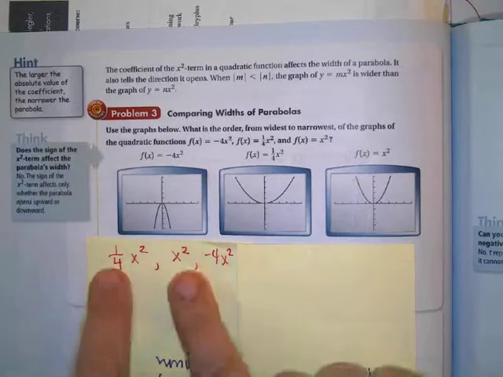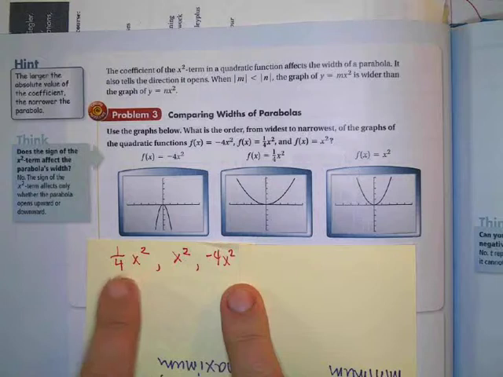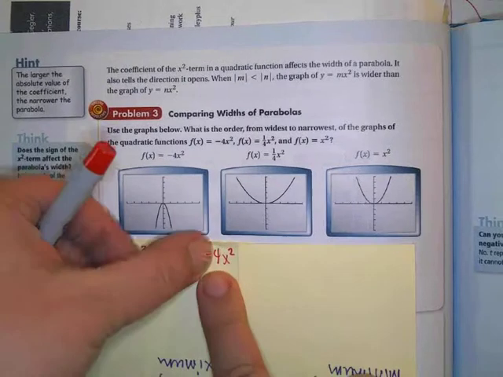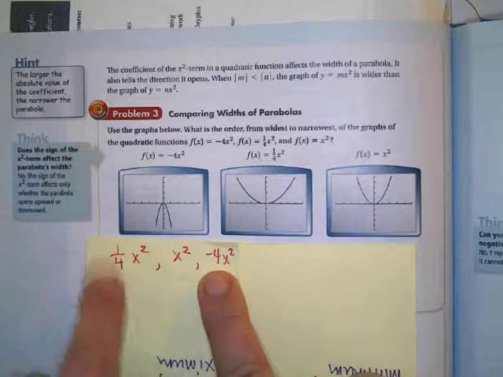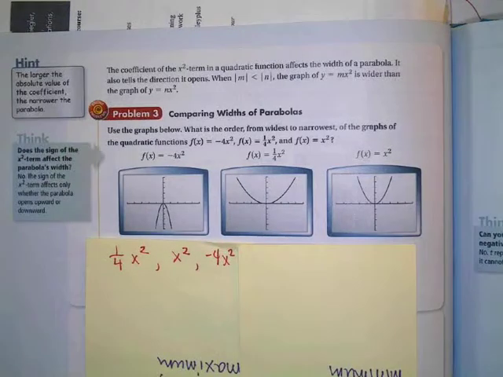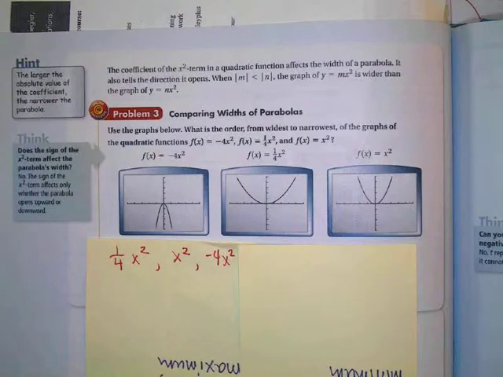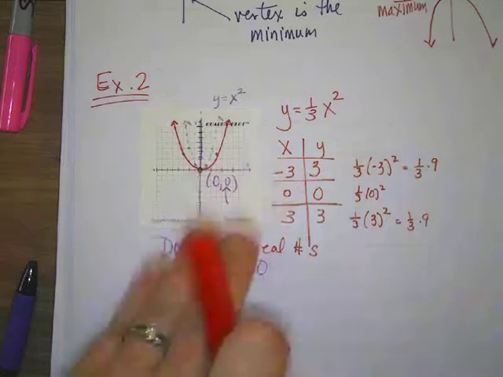But if you look at what happens to the number, so the widest is a small number, and the narrowest is a bigger number. So if you have a fraction, our graph is going to look wider. If you have a whole number, our graph is going to be narrower. That's what those numbers in front do. Kind of cool. You can predict what they look like before you even use it. Awesome.